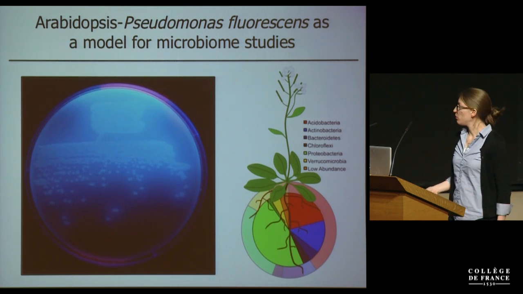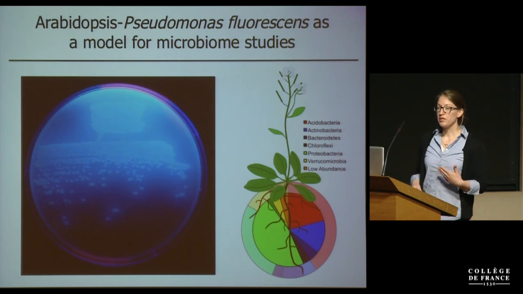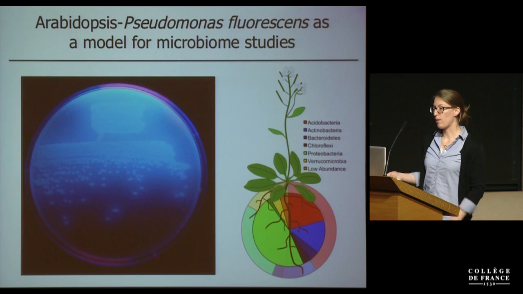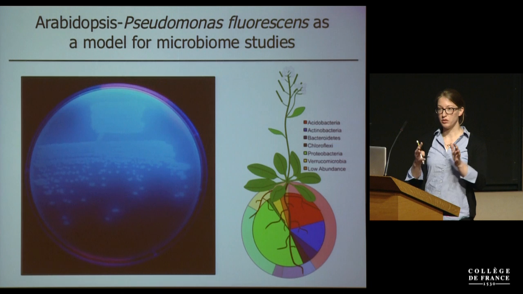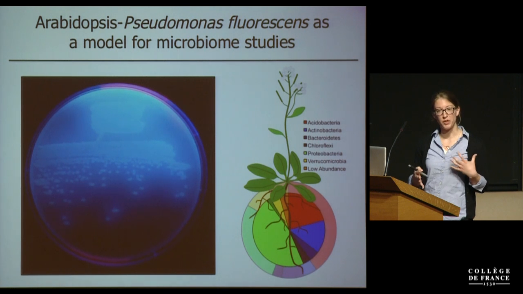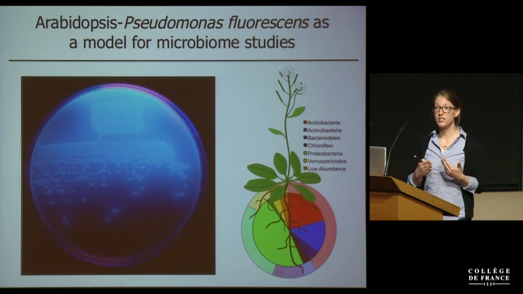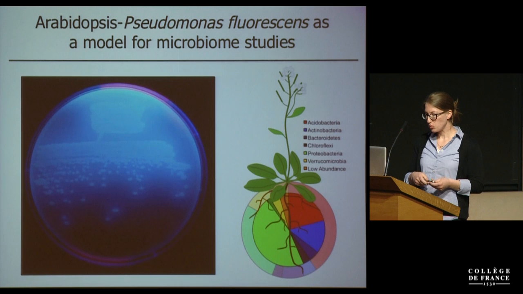So for the work I'm going to tell you about today, I'm mostly focused on a monoassociation with Arabidopsis and Pseudomonas fluorescens as a way to probe plant genotype. And then, based on what I find with this single plant-microbe association, zoom back out to the complex community and see if what we find with this one-on-one association holds true.